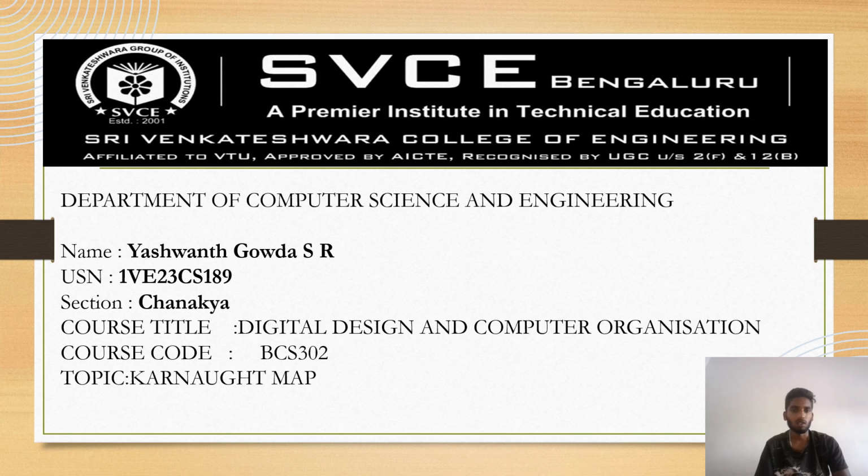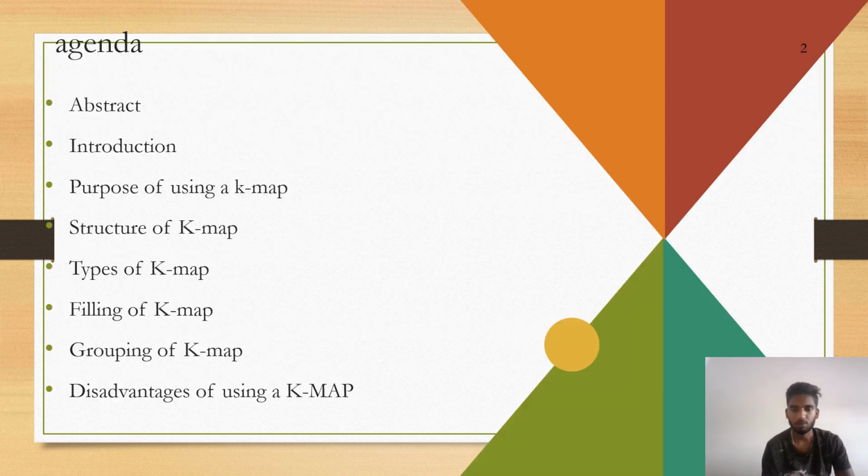My USN is 1V23 CS 189, section Chanakya. Course title: Digital Design and Computer Organization, course code BCS 302, topic: Karnaugh map. Agenda: Abstract, Introduction, Purpose of using a K-map, Structure of K-map, Types of K-map, Filling of K-map, Grouping of K-map, and Disadvantages of using K-map.